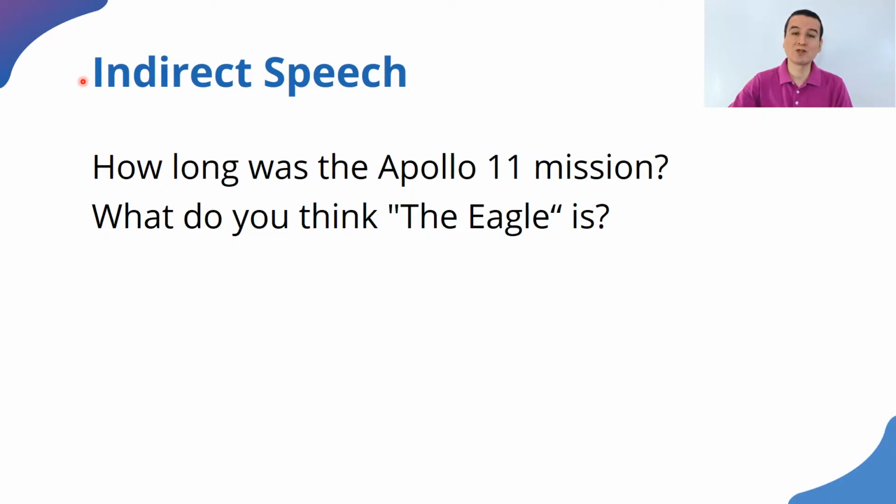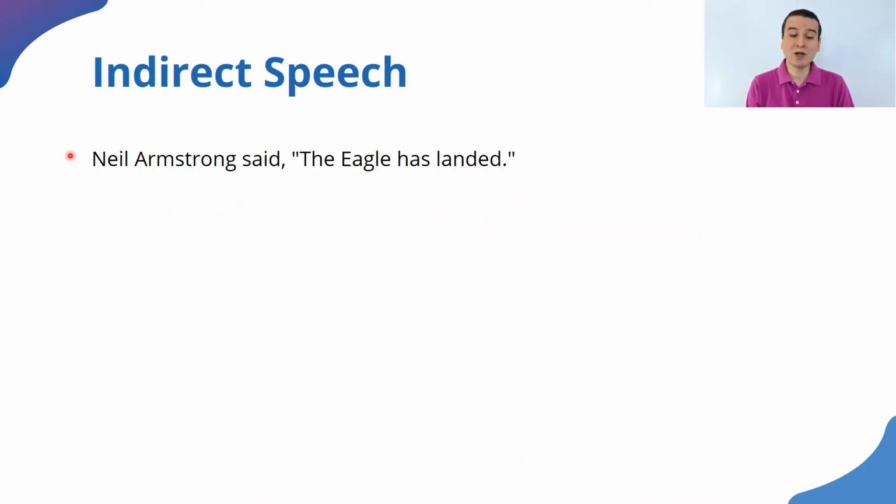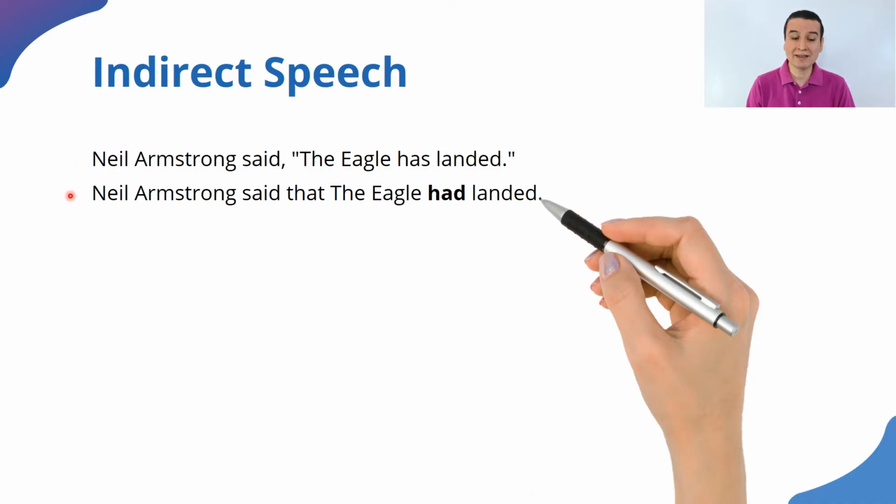Indirect speech refers to that way of speaking when we are reporting what somebody said, and now we are repeating what they said, but in an indirect way. So sometimes people call this also reported speech. Why? Because we are reporting on what somebody already said. So if Neil Armstrong said the eagle has landed, how can we report that he said that? We could say something like this.